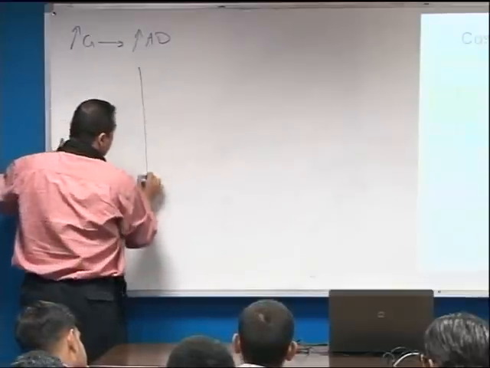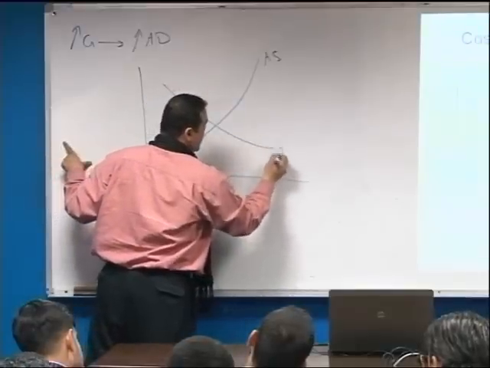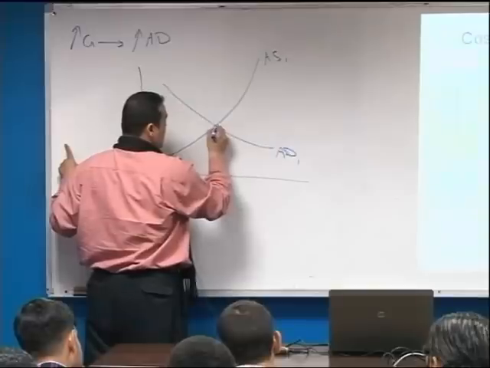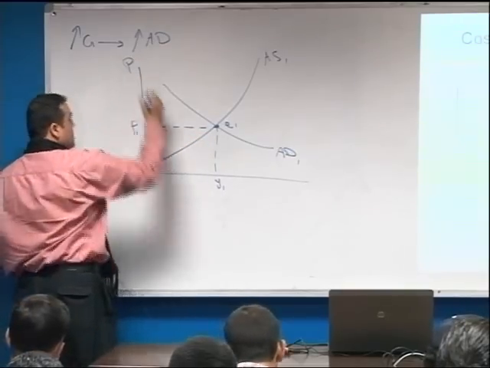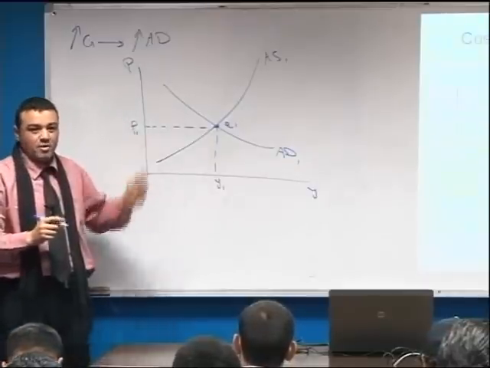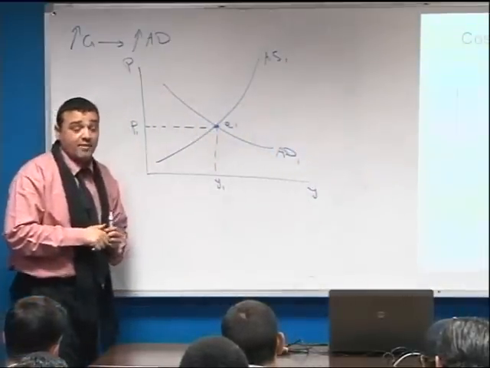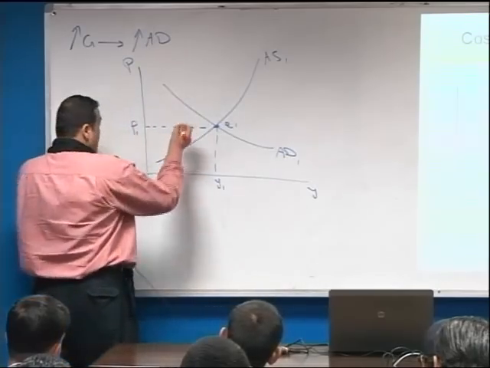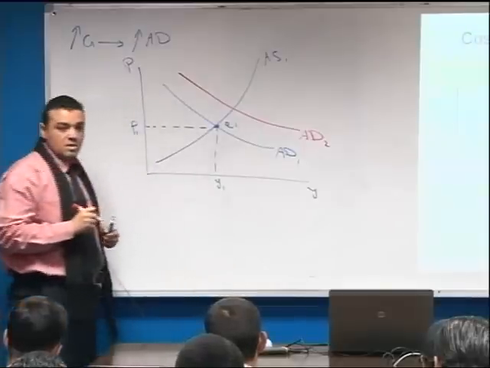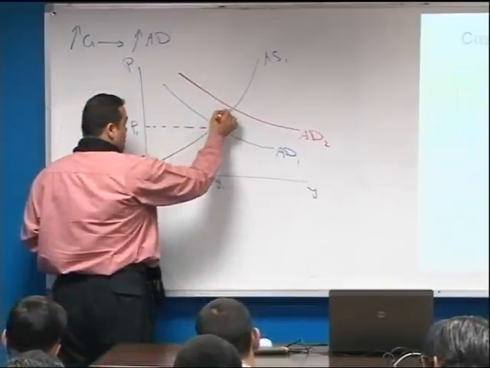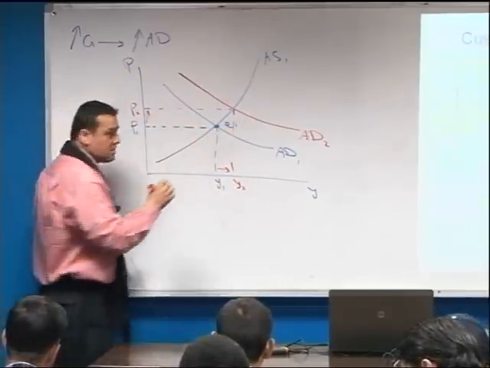So let's draw this. This is aggregate supply, aggregate demand 1, E1, P1, Y1. This is prices, this is Y, and this is the origin. Now suppose that the government used an expansionary fiscal policy by increasing government spending or decreasing taxes. This leads to a rightward shift in aggregate demand to aggregate demand 2. What would happen to the prices and output? The prices would increase to P2, Y2, right? This is E2.